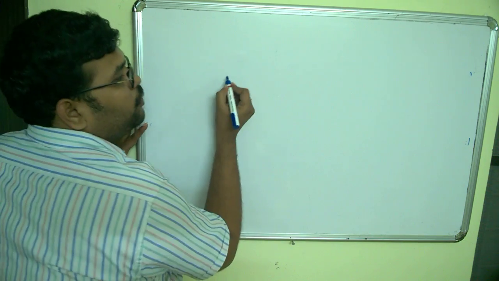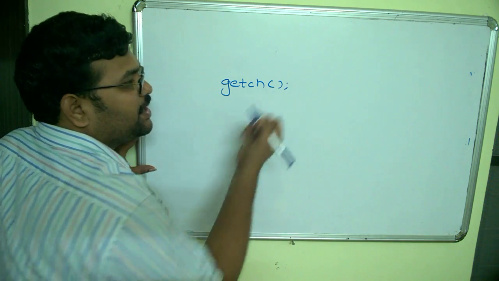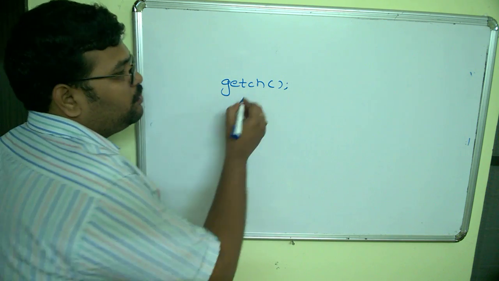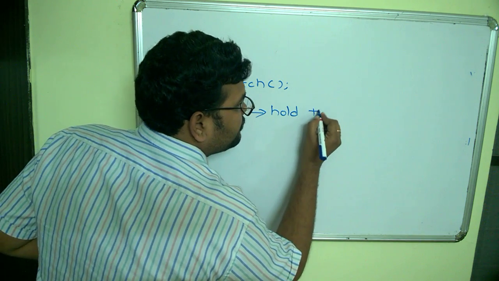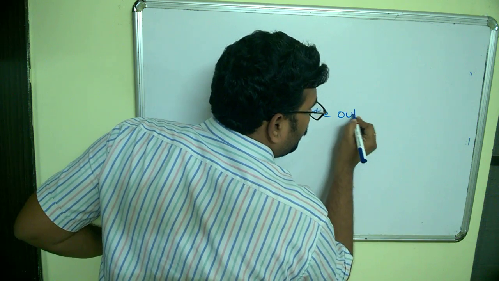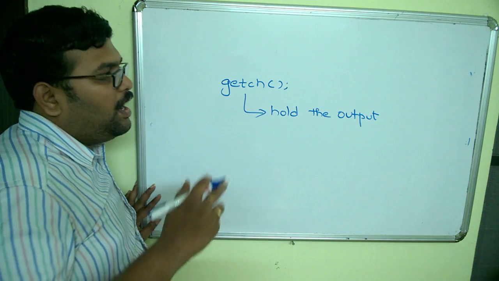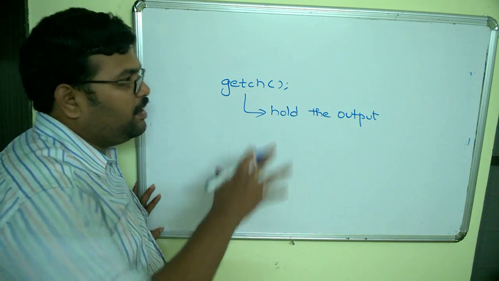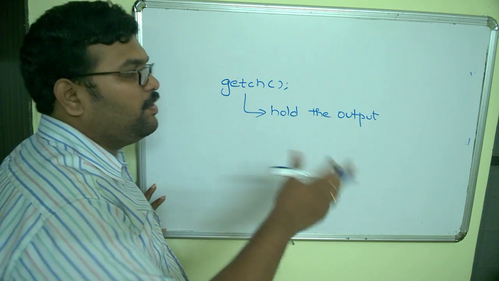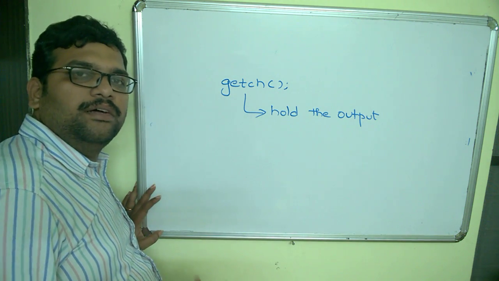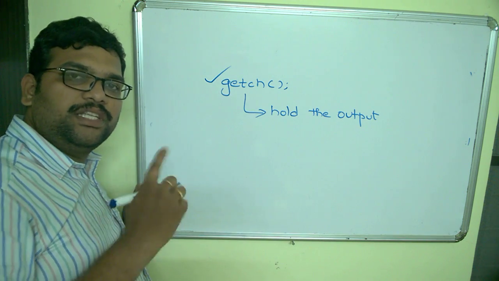So we will use one more statement at the end of the program, that is getch. This is a function which is used to hold the output until we press any key. So until we press any key on the compiler, it will hold the output. Immediately after entering any key, it will get back to the compiler itself. So this function must be used at the end of the program.